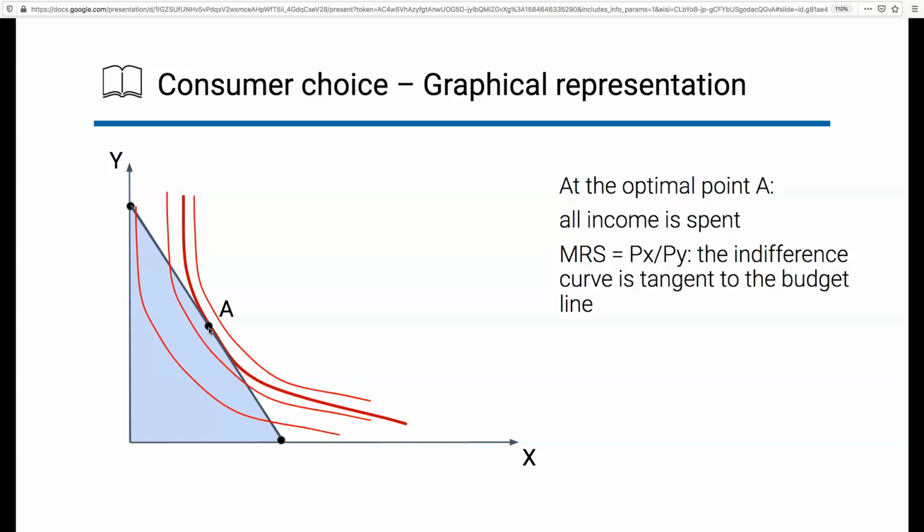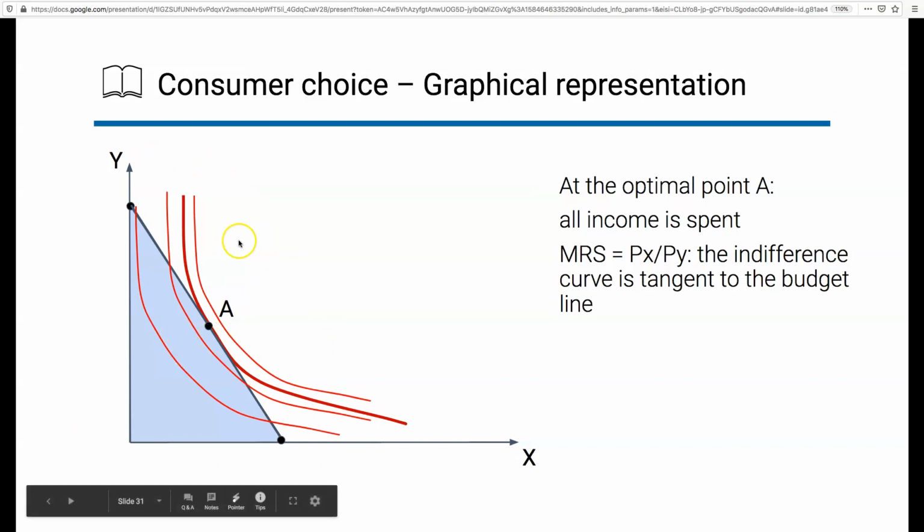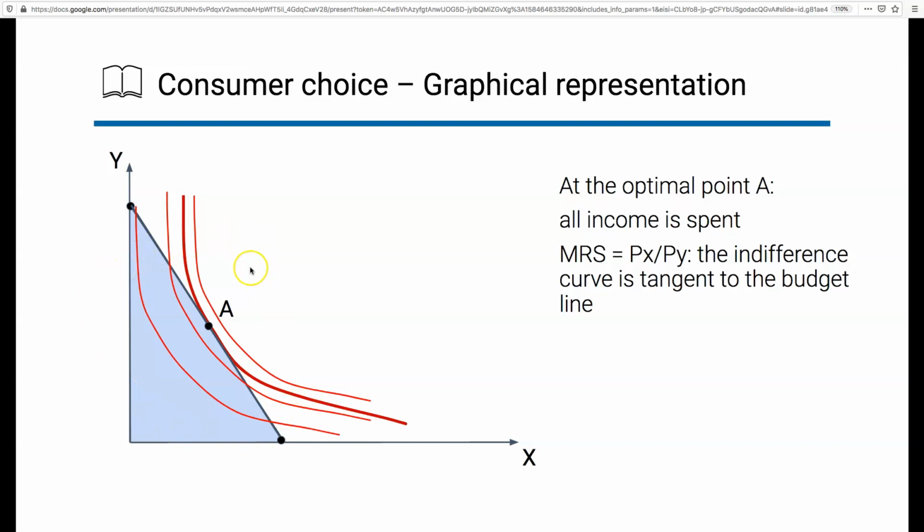I guess in a nutshell, this is all that I wanted to convey about consumer choice. So try to remember this picture with the indifference curve being tangent to the budget line. And in the next video, I will talk about how this picture, this optimal consumer choice model, can be used to derive an individual demand function.